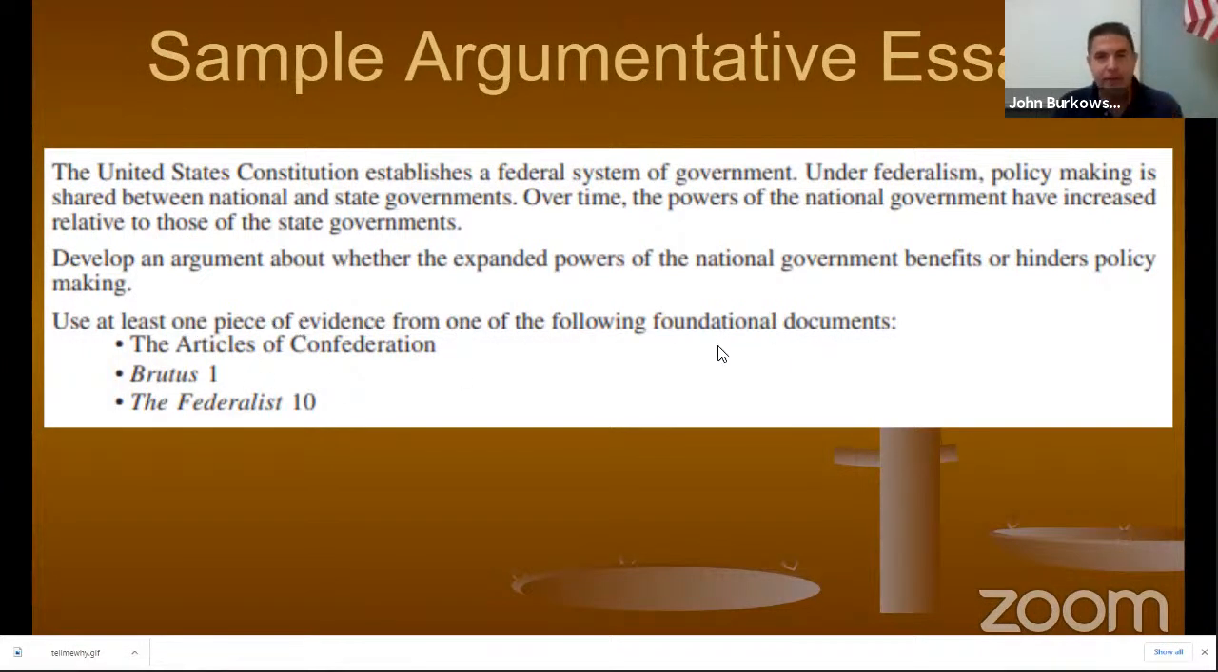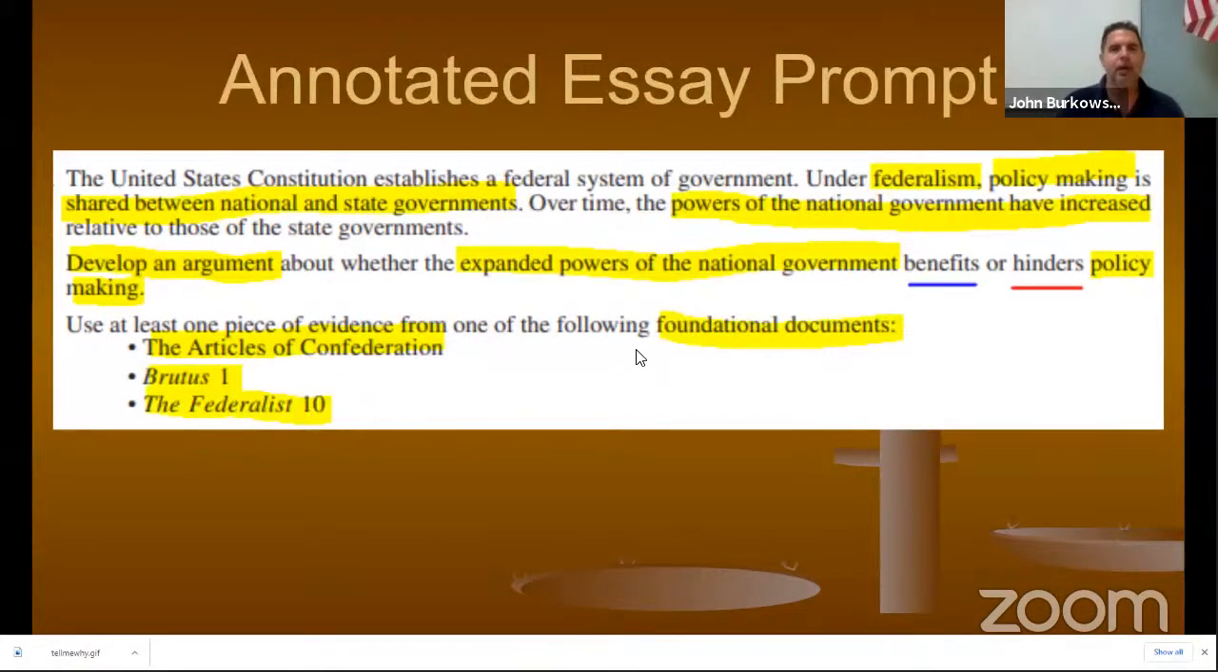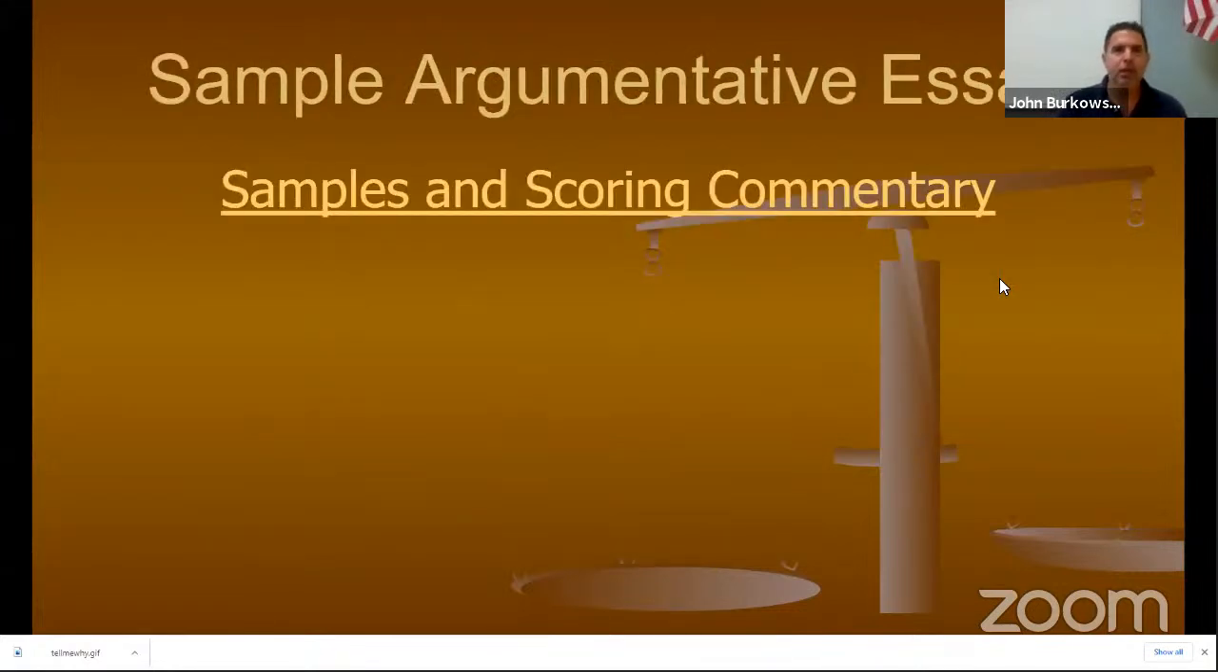So, and then of course you already know Brutus 1 and Federalist 10. You can take this so many ways. I've already annotated for you. You see the blue and the red. If you want samples and you want scoring commentary regarding that particular essay, you can just click the link here. It is available in this presentation that you can access on this channel.